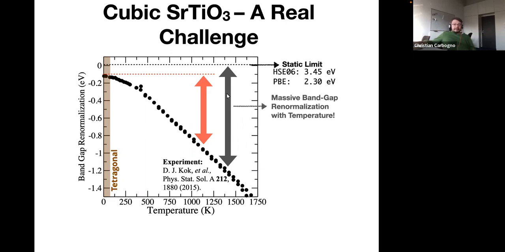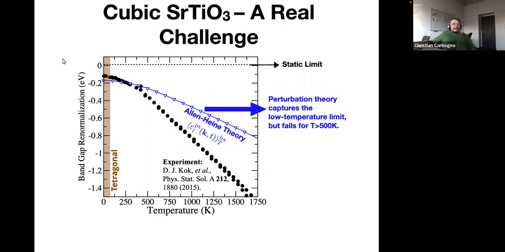We start with standard perturbation theory. This very well captures the low temperature limit, especially at 0 K here in this tetragonal structure, where everything is expected to hold. We can reproduce this quite strong renormalization nicely. But the larger the temperature becomes, the stronger becomes the disagreement with the actual experiment. We're actually underestimating band gap renormalization by a factor of 2 at high temperatures.